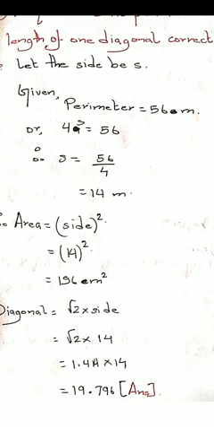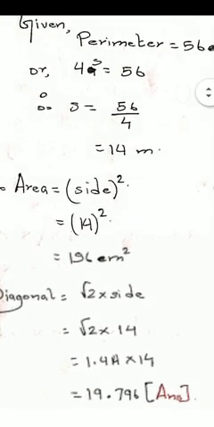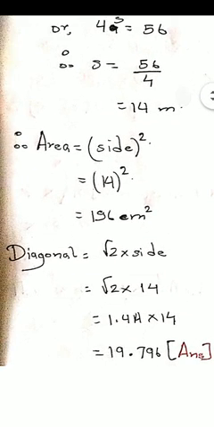Now our aim is to find its area. We know area equals side square. So the value of side is 14, so that's why I write 14 square, which happens to be 196 meter square. After this, I'll write diagonal equals root 2 into side. I've already derived this formula yesterday also.